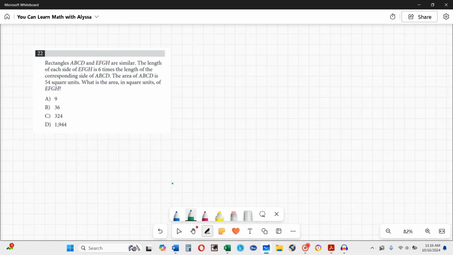All right, number 22. Rectangles ABCD and EFGH are similar. Okay, so similar shapes, not the same as congruent. Congruent would mean if I had two rectangles that were exact copies of each other. They are identical in every way. They can lay directly on top. You can lay one on top of the other, and they're going to line up perfectly.